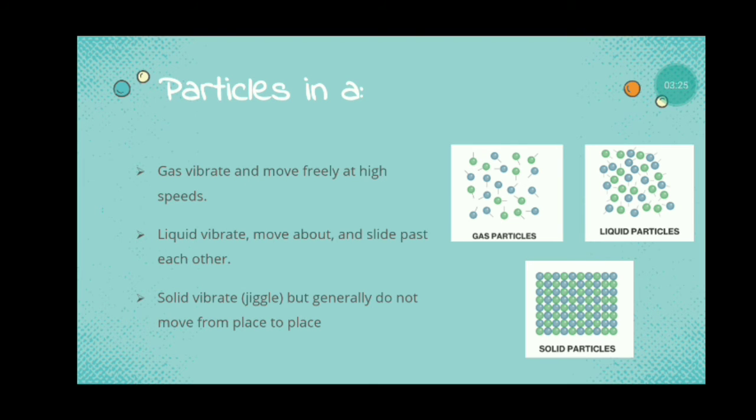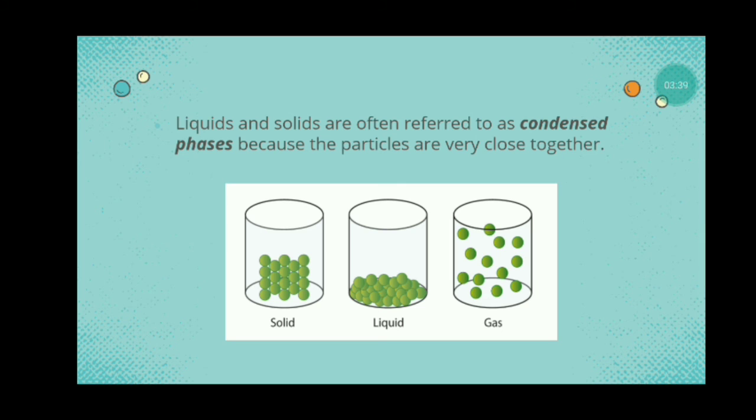Particles in a gas vibrate and move freely at high speeds. Particles in a liquid vibrate, move about, and slide past each other. Particles in a solid vibrate and jiggle, but generally do not move from place to place. Liquids and solids are often referred to as condensed phases because the particles are very close together.